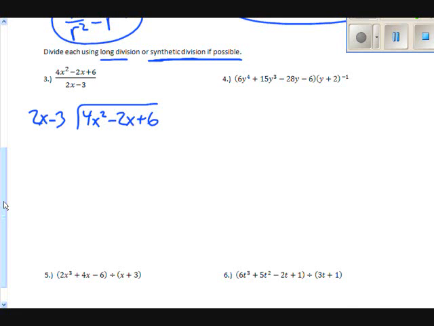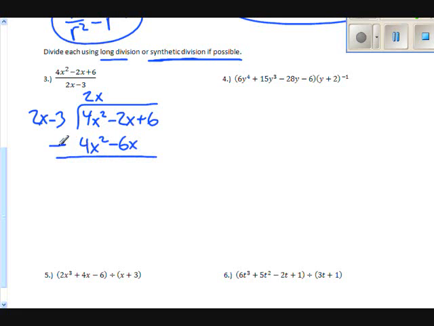So now I compare the first terms, the 2x and the 4x squared, and I ask myself, what do I have to multiply the 2x by to get a 4x squared? And the answer to that is I need a 2x. Okay, so now I multiply. I take the 2x times what's out front, and I have to distribute. So again, that's going to give me a 4x squared minus 6x.